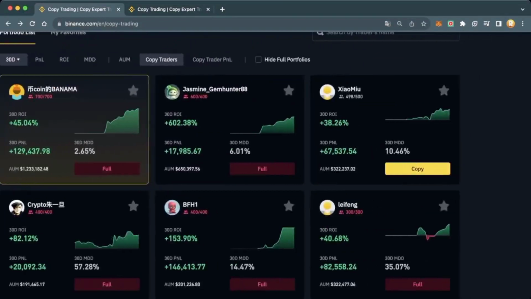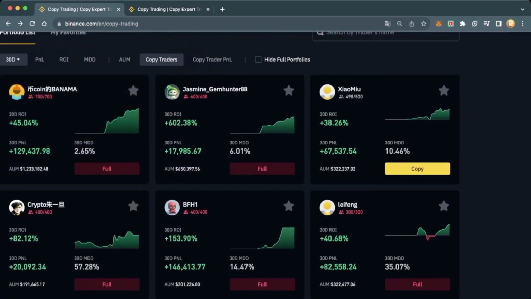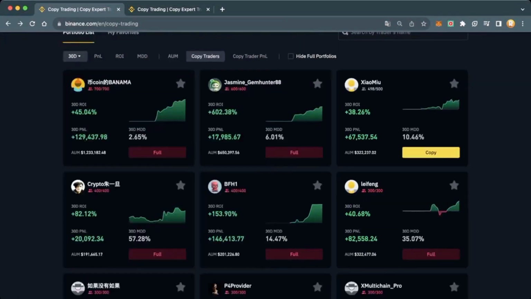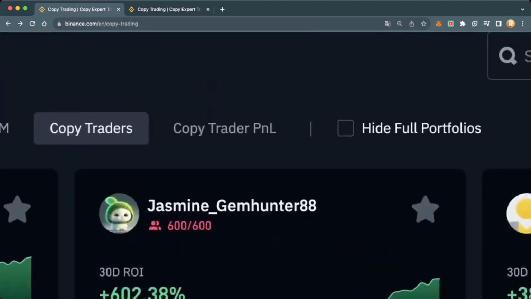Copy trader P&L is different because when copy trading, you can actually copy the trader's entries and exits and their trades, but you can also really choose how much you copy.